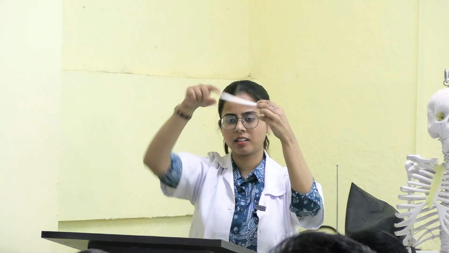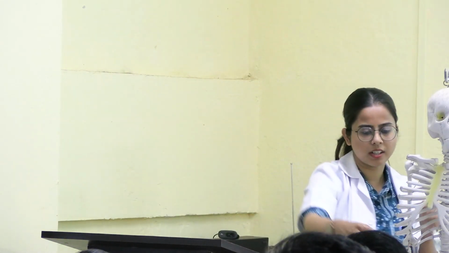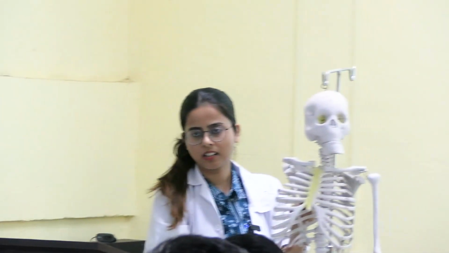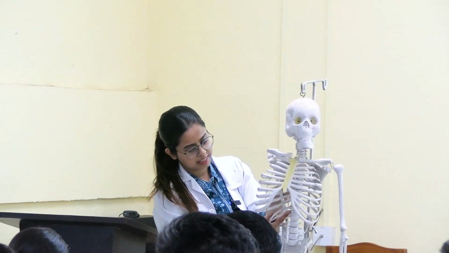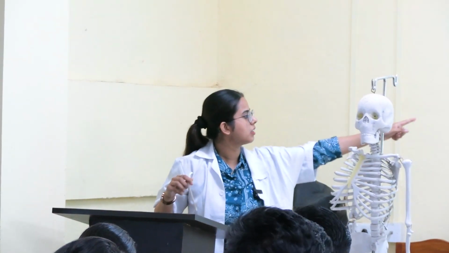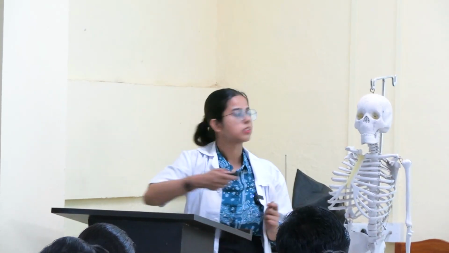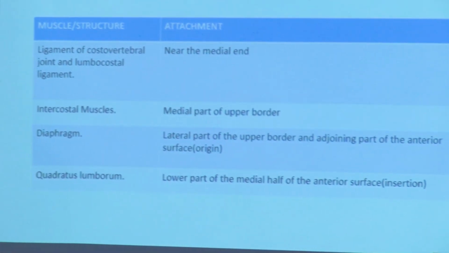So the 12th rib, as you already know, this is the anterior surface, this is the posterior surface, this is the upper end, this is the lower end, this is the medial part, and this is the lateral part. You can see here, this is the anterior, this is posterior, this is lateral end, this is medial end, this is upper, this is lower. So you can see here that first of all this muscle, quadratus lumborum.